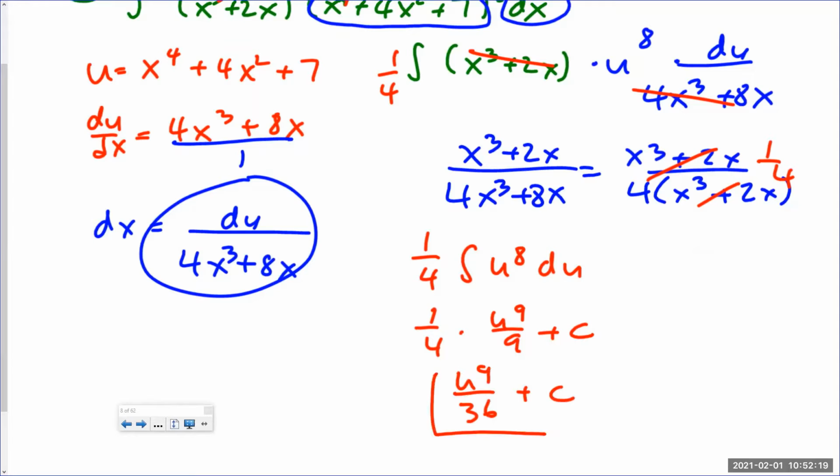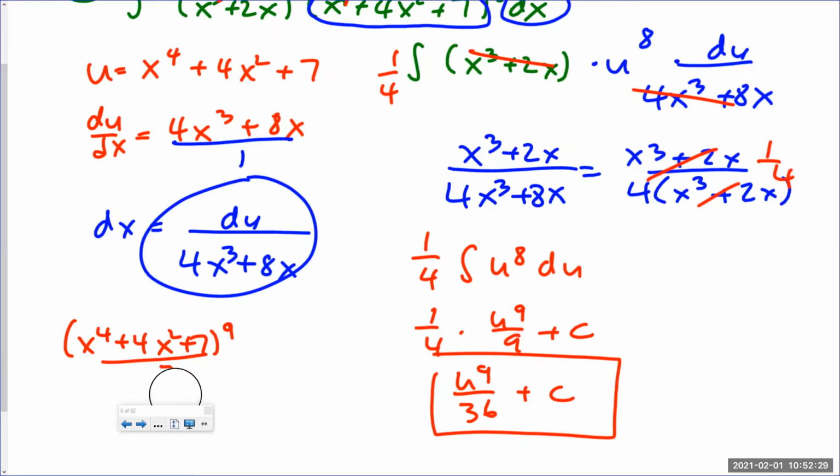So this is a great answer. It's still the wrong answer. Go back in and put in this giant u that you set up, okay? Over 36 plus Charlie. And that is the right answer.